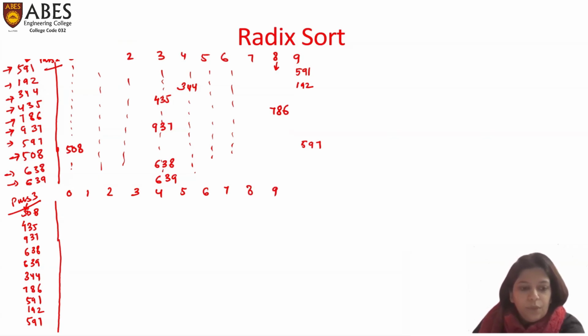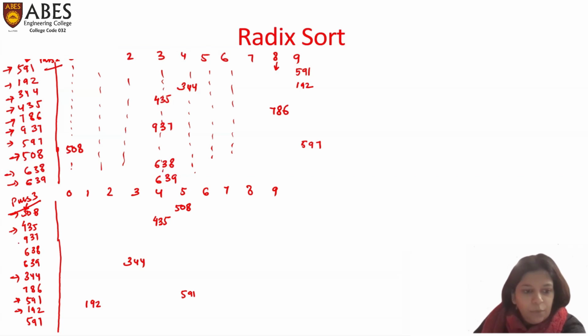And then we are going to find out the number which is having 0 at the hundreds place. There is no number. Then we are going to look for 1. Yes, we have 192. Then we are going to look for number 2. We don't have any number. Then we are going to look for 3. Yes, we have 344. 344 will be placed here. Then for 4, we have 435. Then for 5, we have 508 will be placed here. Then we also have this number 591. 591 will be placed here.